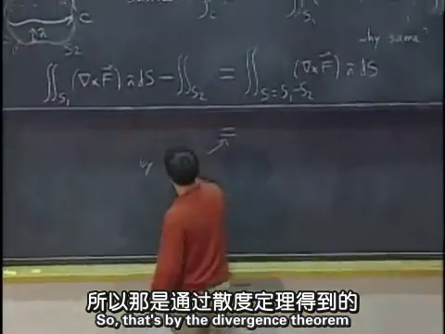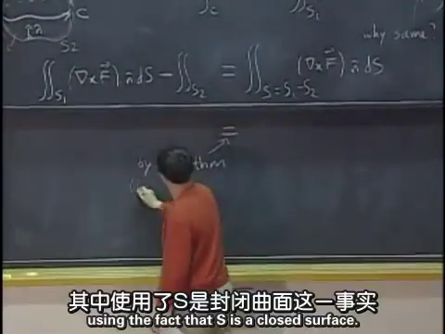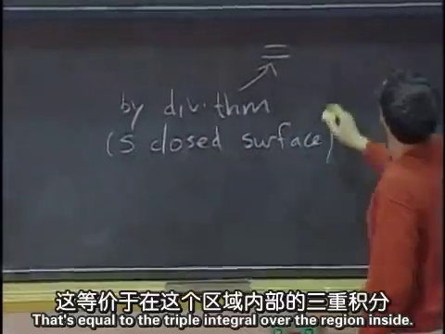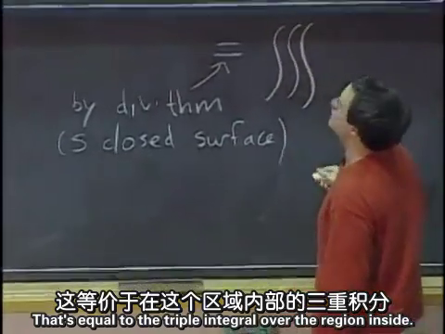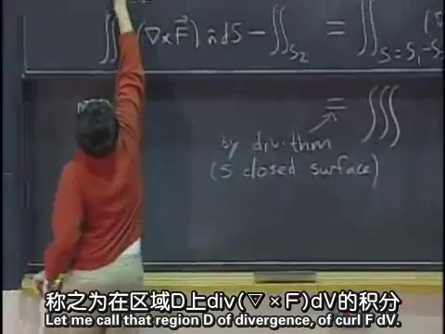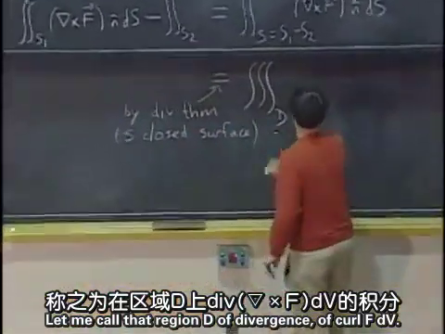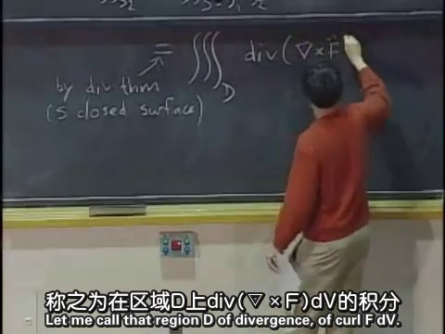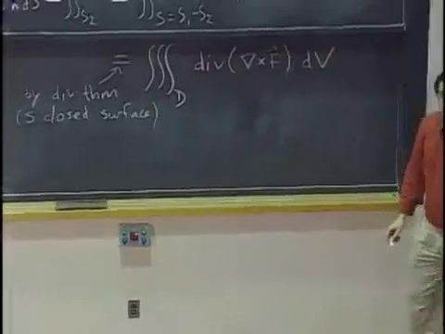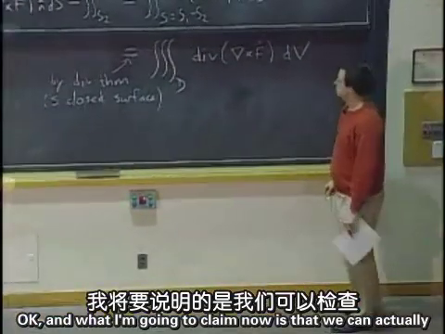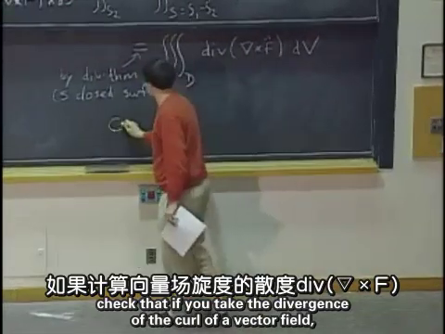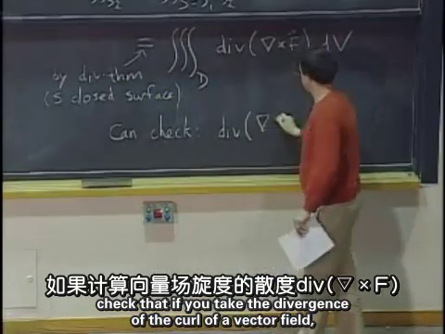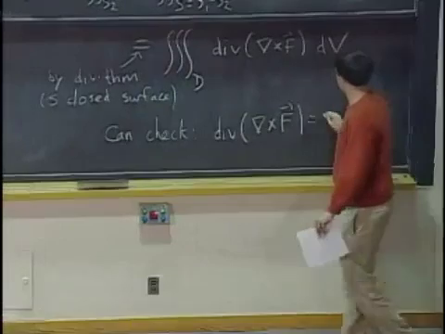By the divergence theorem, using the fact that S is a closed surface, that's equal to the triple integral over the region inside, let me call that region D, of the divergence of curl F dV. And what I'm going to claim now is that we can actually check that if you take the divergence of the curl of a vector field, you always get 0.